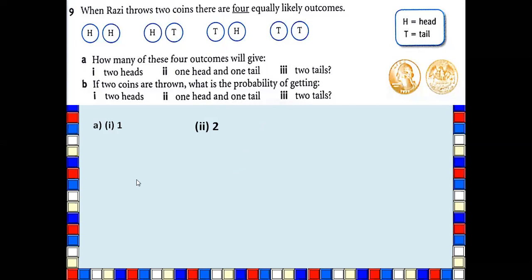Now part B, they say, if the two coins are thrown, what's the probability? See, they say here, what's the probability of getting two heads? So we need them now as probabilities. So, Mariam, what do you think the probability of getting two heads is? Is it 1 out of 4? It is, yes, excellent. 1 out of 4.